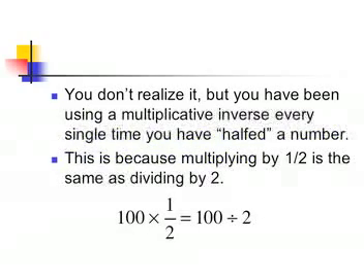You don't realize it, but you actually already know how to use a multiplicative inverse. This is because multiplying something by a half is the same as dividing by 2. So if I tell you, hey, figure out what half of 100 is, that's the same as 100 divided by 2. I've written that in mathematics for you down at the bottom of your screen.